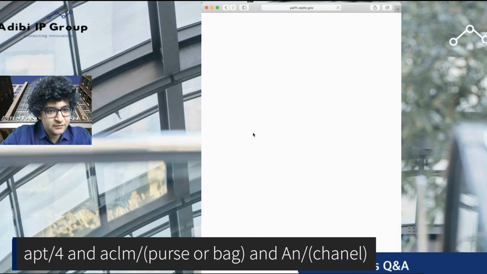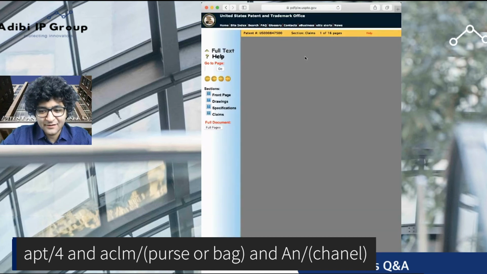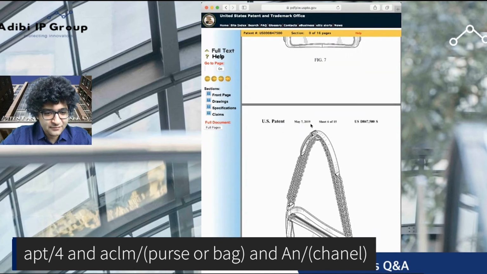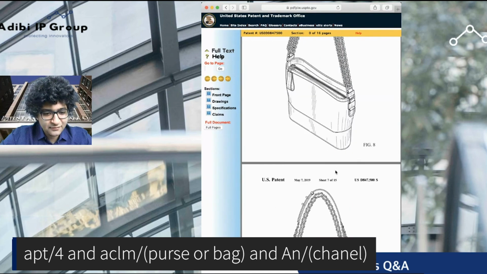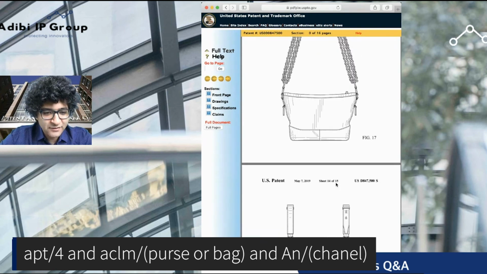Check it out. So they only have one bag design patent. Isn't that crazy? I would have thought they would have a lot more. Yeah, I mean, that chain is pretty distinctive with the leather on top. Wow, they have a lot of drawings in this patent. 21 drawings, 21 figures.